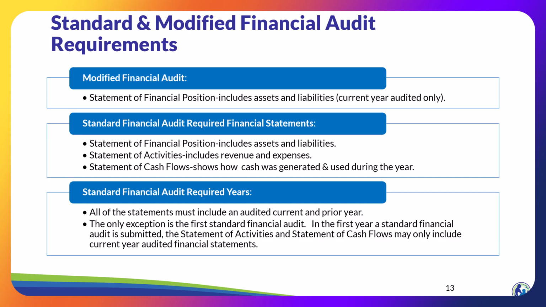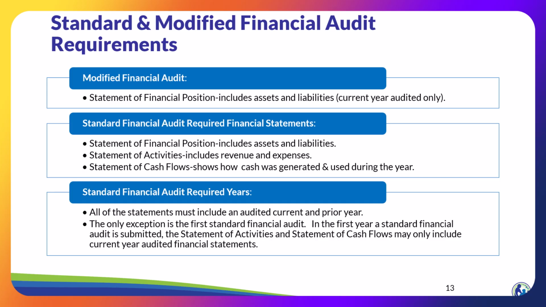The required financial statements for the financial audit depend on whether the school uses the modified financial audit option or standard financial audit option. Modified financial audits must include the statement of financial position for the current year. The statement of financial position is similar to the balance sheet. It includes the assets and liabilities of the school.